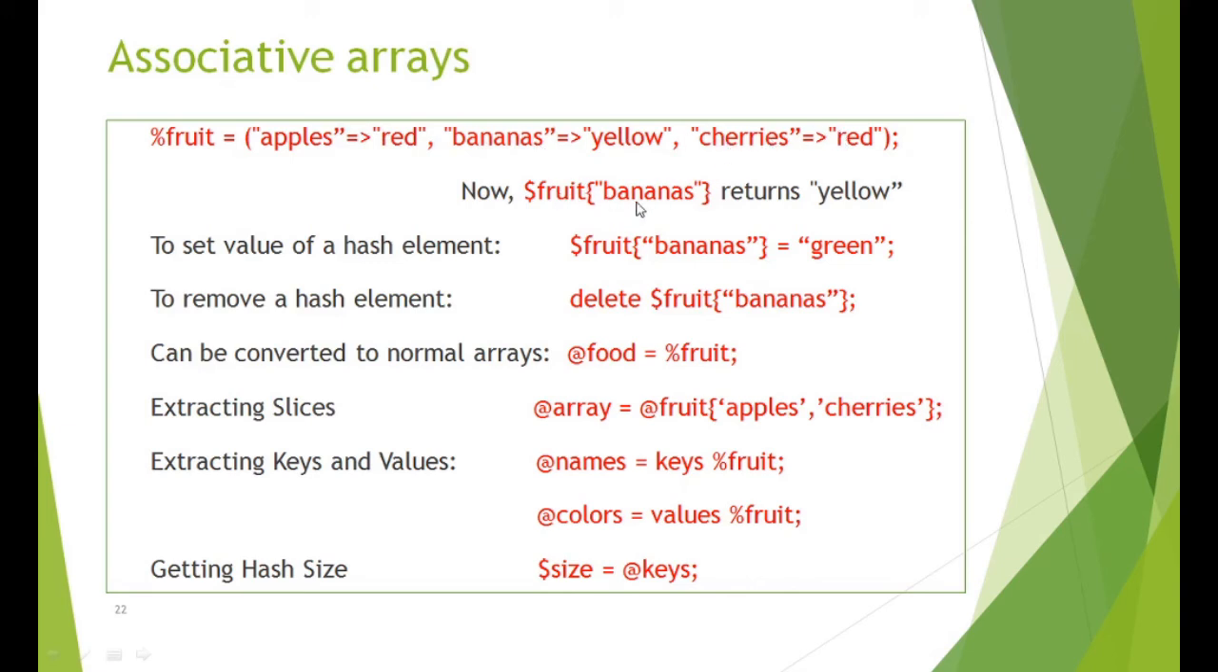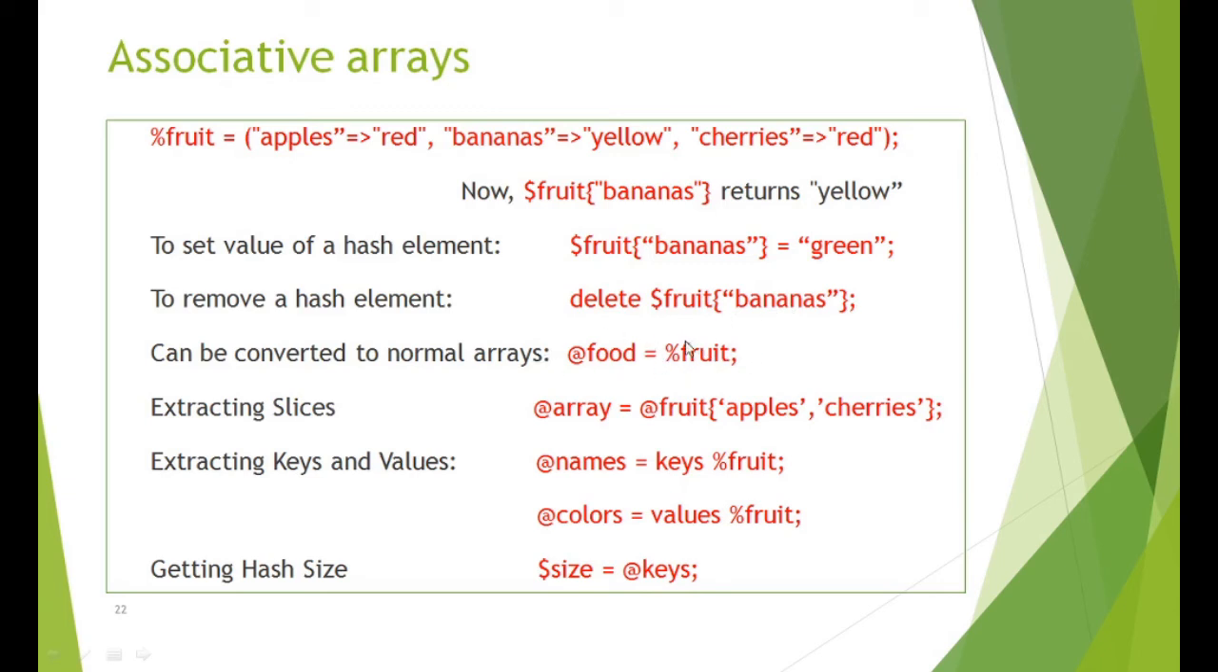I can also change the value. $fruit{bananas} returns yellow. Suppose instead of yellow, I want to give green. I can just assign it like this. If I want to delete a particular element, then I can give delete $fruit{bananas}.